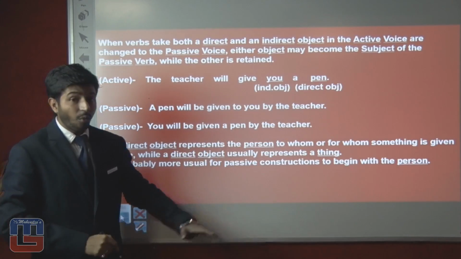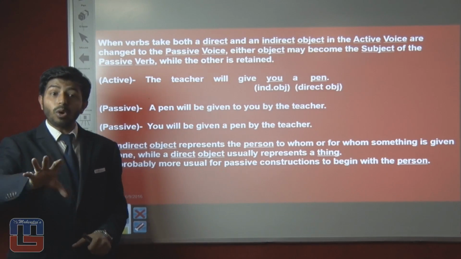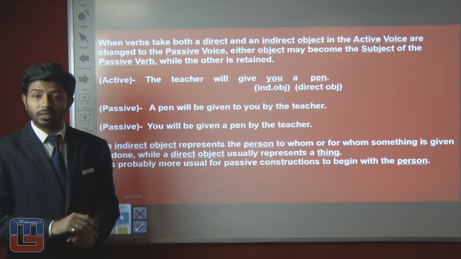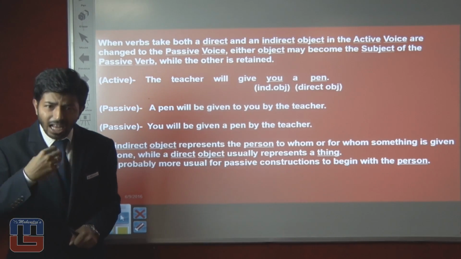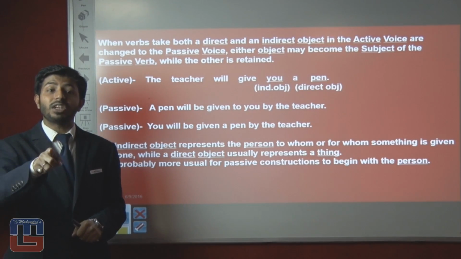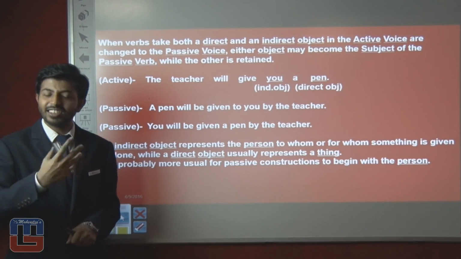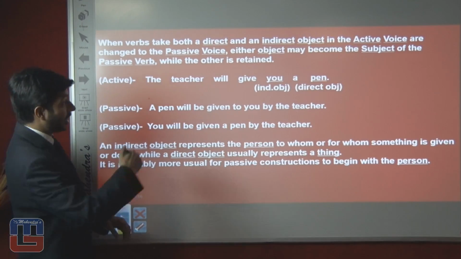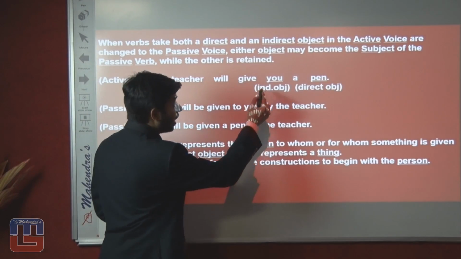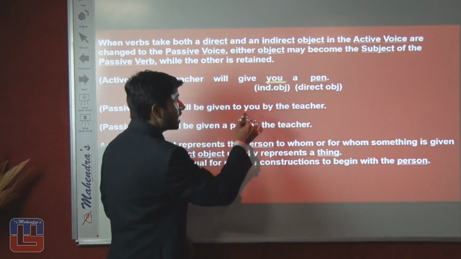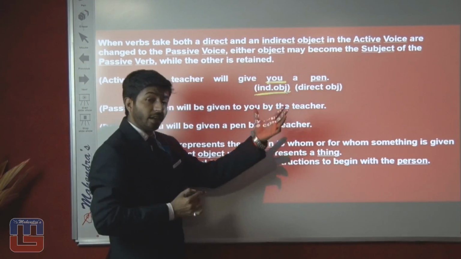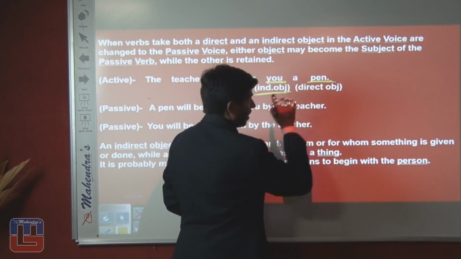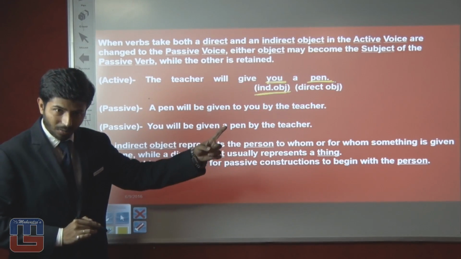Next, when verbs take both a direct and indirect object in the active voice and are changed to the passive voice, either object may become the subject of the passive verb while the other is retained. Example: The teacher will give you a pen. Will give you. You is the indirect object. You what? A pen. So pen is the direct object.